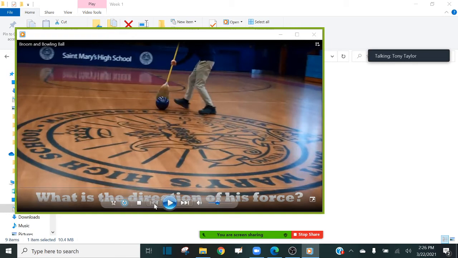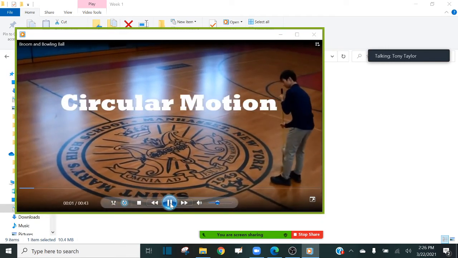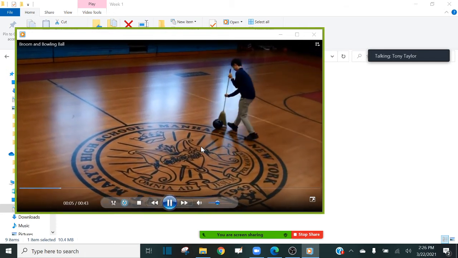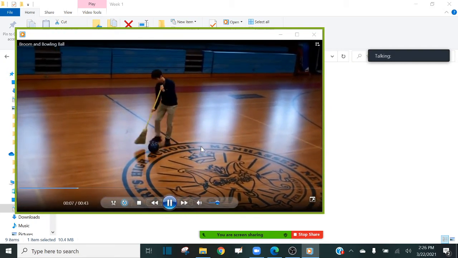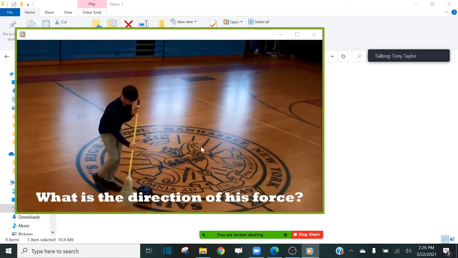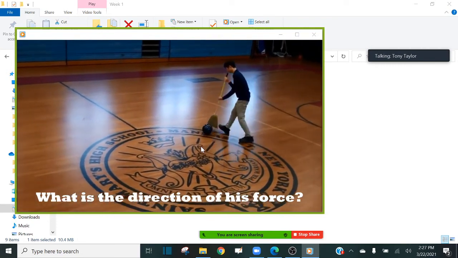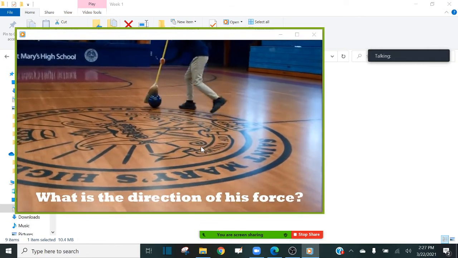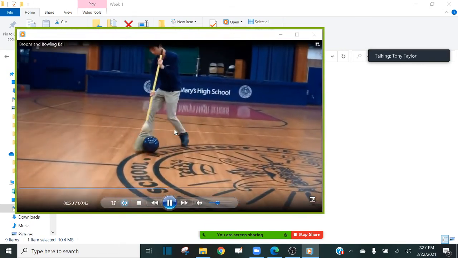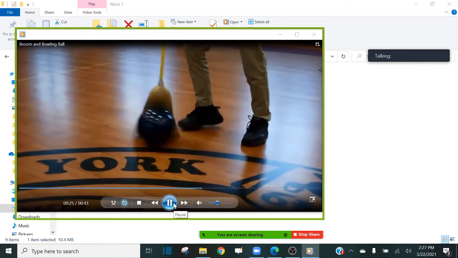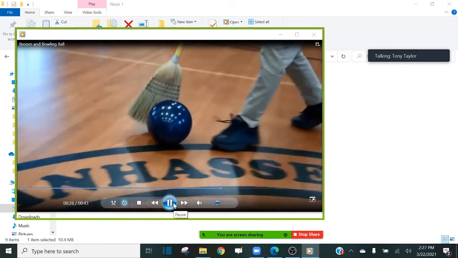In fact, notice when there's not a force acting on it, the ball is traveling in a straight line. But the moment the boy starts pushing on the broom toward the center, that's when the bowling ball starts moving in a circle. So guys, as a basic rule, in order for an object to move in a circle, the force acting on it must be pointed toward the center. In fact, the force is what causes it to have a centripetal acceleration. Any questions there? Does that make sense?